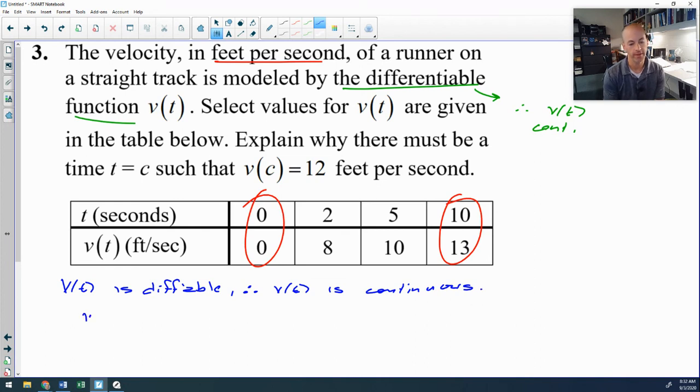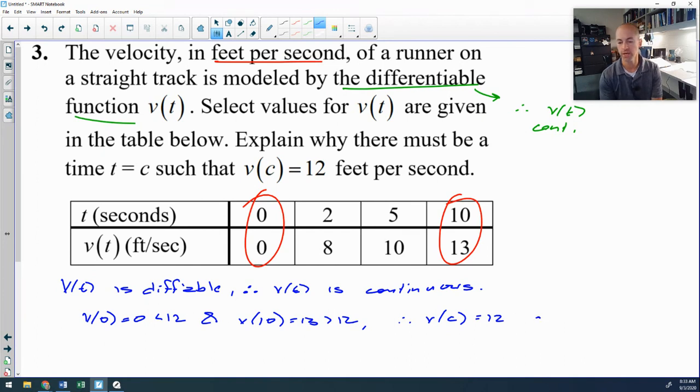I can also see that v of 0 is equal to 0, which is less than 12. That's the value I'm interested in. And v of 10 is equal to 13. That is greater than 12. Therefore, v of c must equal 12. We don't know exactly where it happens, but it happens somewhere between 0 and 10. And you actually could narrow it down to between 5 and 10 if you wanted to use that interval. But I'm going to say v of c is equal to 12 for some c on the interval 0 to 10.